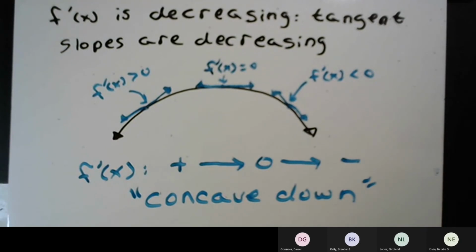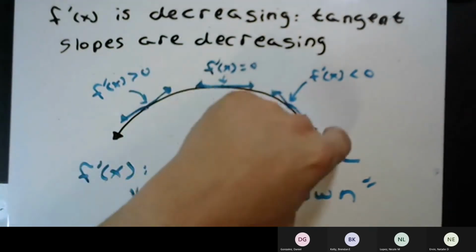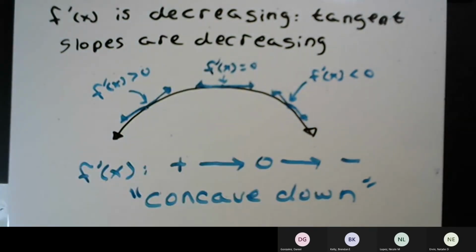Now, again, it doesn't have to go from positive to 0 to negative. It just needs to be decreasing. It doesn't actually have to have a transition in sign, but it just needs to be decreasing. So you could have a slightly negative and then a much steeper negative slope, and you're still dealing with concave down.